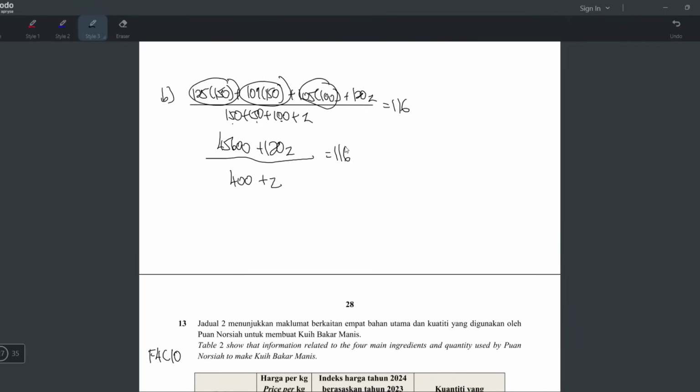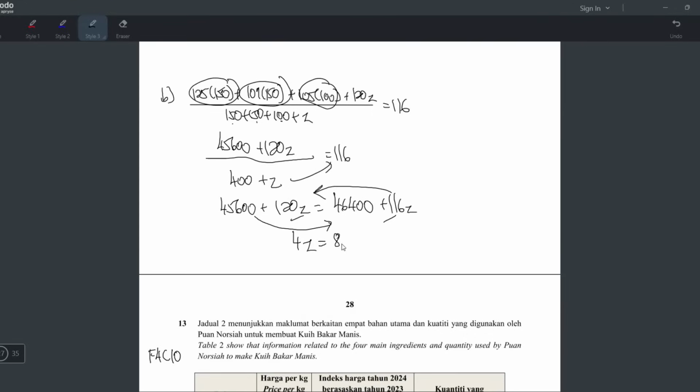And then how do you move this whole thing? Move it up here. So 45600 plus 120Z equals 116 times 400. Let me press, my calculator says 46400. And then 116 times Z is 116Z. Z with Z can be done, number with number can be done. So 116Z moves over and becomes minus, so it becomes 4Z. Number with number, so 46400 minus 45600. So I got 800.